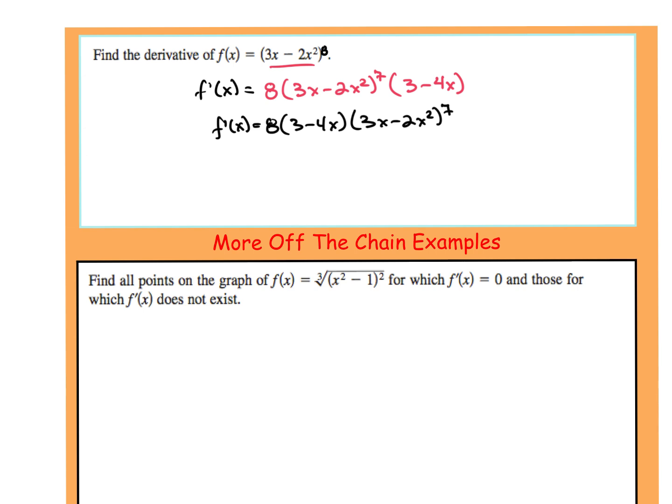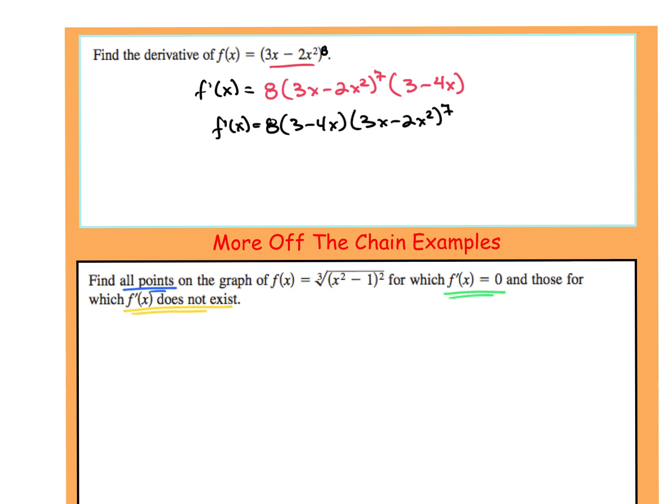Let's do another one. All right, here we go. Find all points on the graph of f of x equals this cube root of x squared minus 1 quantity squared for which f prime equals 0 and those for which f prime of x does not exist.